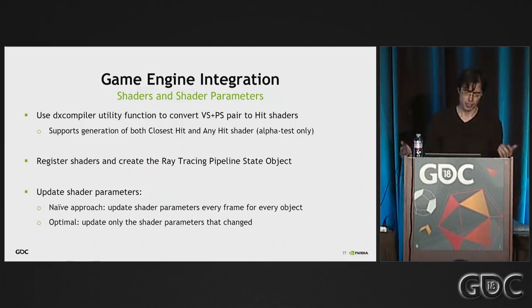Once you have all the shaders, you have to register them in some way and create a ray tracing pipeline state object. And finally, every frame you will have to update shader parameters. The naive approach, which is what we do right now, is to just update the shader parameters every frame for every object. Longer term, we expect that the optimal approach will actually be more practical and much faster in terms of CPU overhead. And that approach is to just update what changes every frame. That will allow us to support really huge scenes that are really not possible in any other way today.